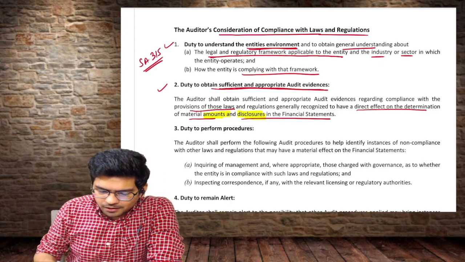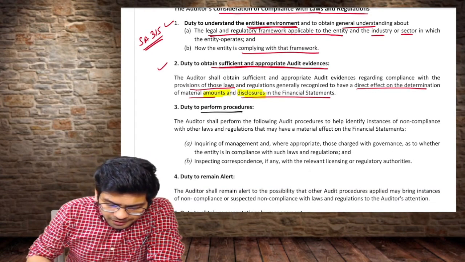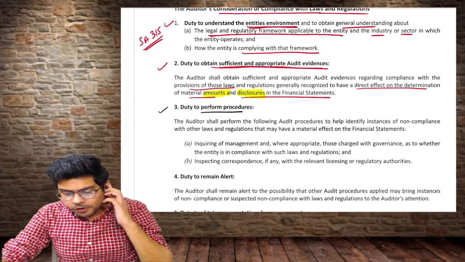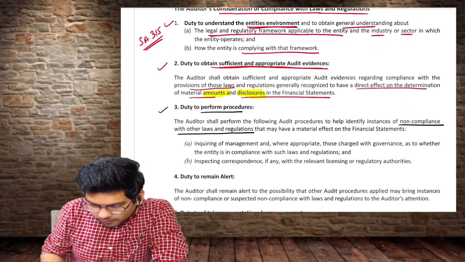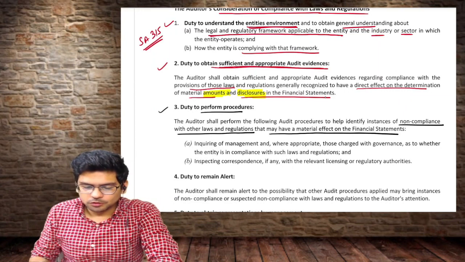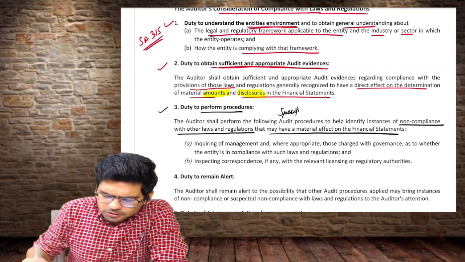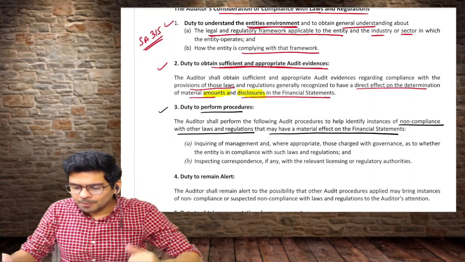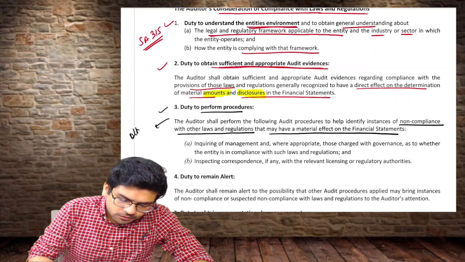Now third, it says duty to perform procedures. The auditor has to perform some specified audit procedures. The auditor shall perform the following audit procedures to help identify instances of non-compliance with other laws and regulations that may have a material impact on the financial statements. So he is going to perform some specified audit procedures. Please understand, this is for other laws.